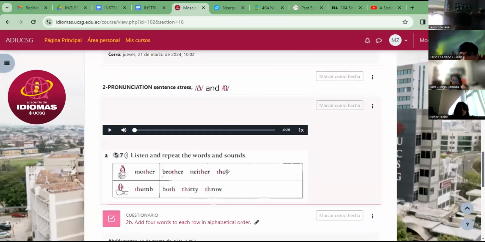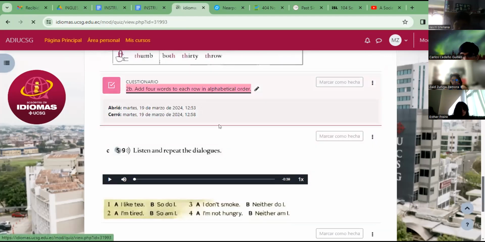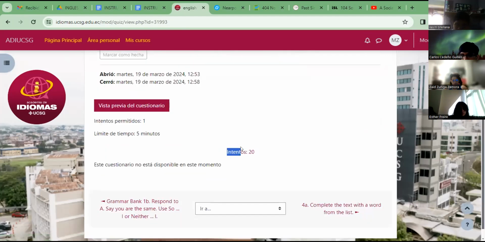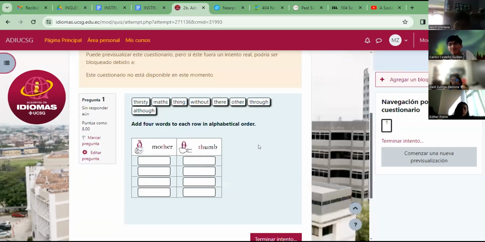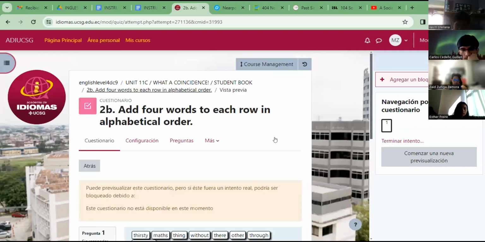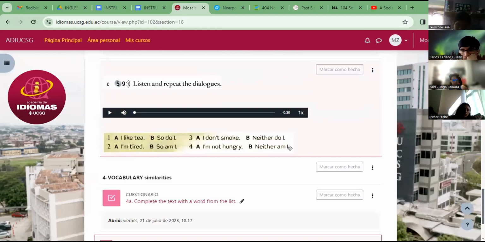Then you have pronunciation here. This is a very, very difficult exercise. We did this the last time. We checked this, or no? Yes, right? Yesterday.